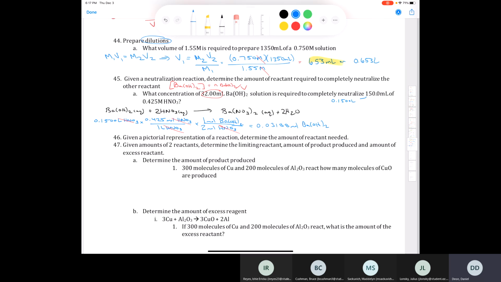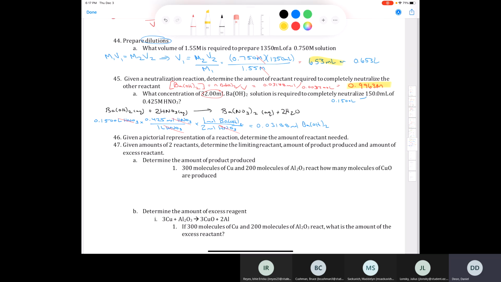Now I can just plug this number into my equation up here, but I have 0.03188 moles divided by my volume, 32 milliliters. What's 32 divided by 1,000? You move the decimal over 3 places, and you get 0.03200 liters. Sorry, it's kind of hard to read. I'm writing really small here, and we end up with 0.9963 molar barium hydroxide. So that's my final answer.